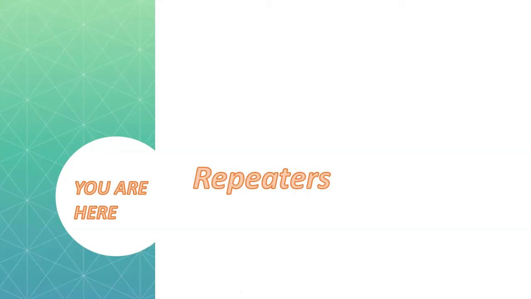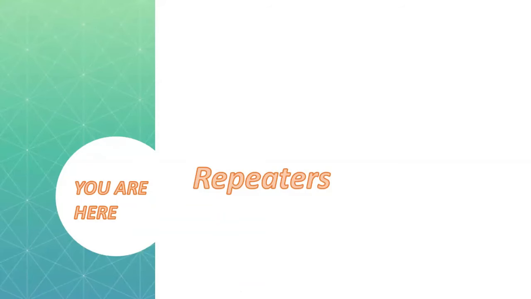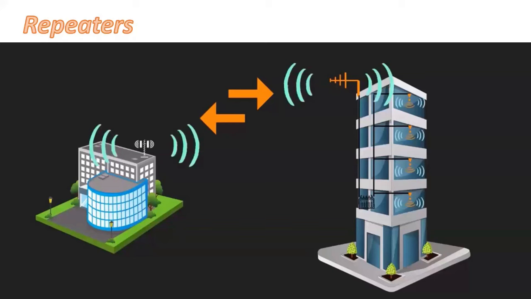So first one is repeaters. When we say repeaters, it means the signal is amplified, right? It's like a coverage amplifier or a coverage extender, so it extends your coverage. You can see there is an existing outdoor site, and the existing outdoor site feeds this particular antenna. So we call it a donor antenna, okay?